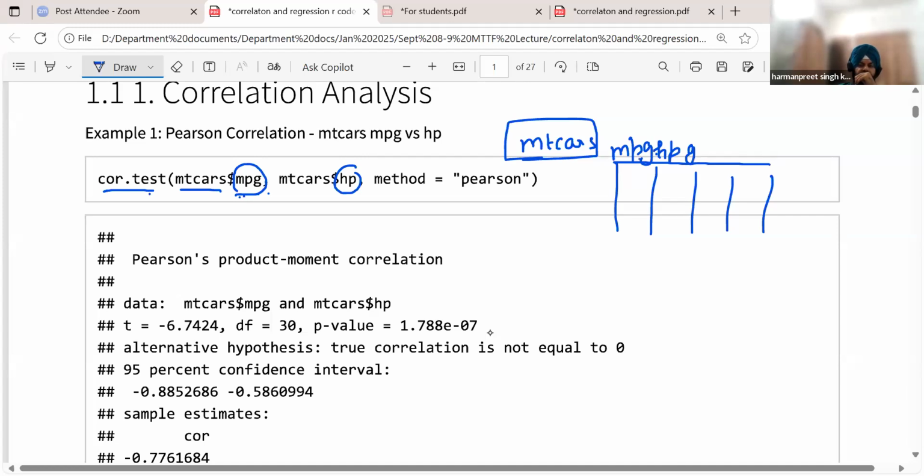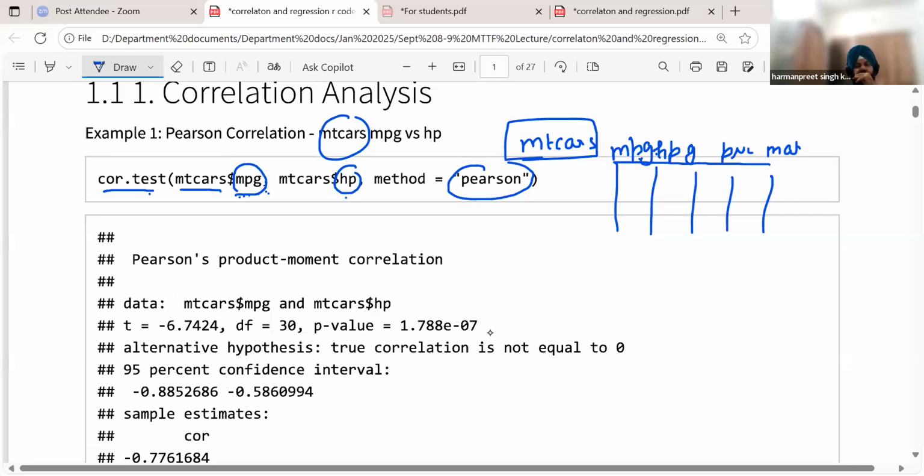If you explore this data set in our programming, then we have the price of the car, the make of the car, and the model of the car. So there are other variables also available in the data set called mtcars. I have taken one combination. That means I want to see whether there is any strong linear relationship between mileage per gallon and horsepower, and I have used the Pearson correlation coefficient.